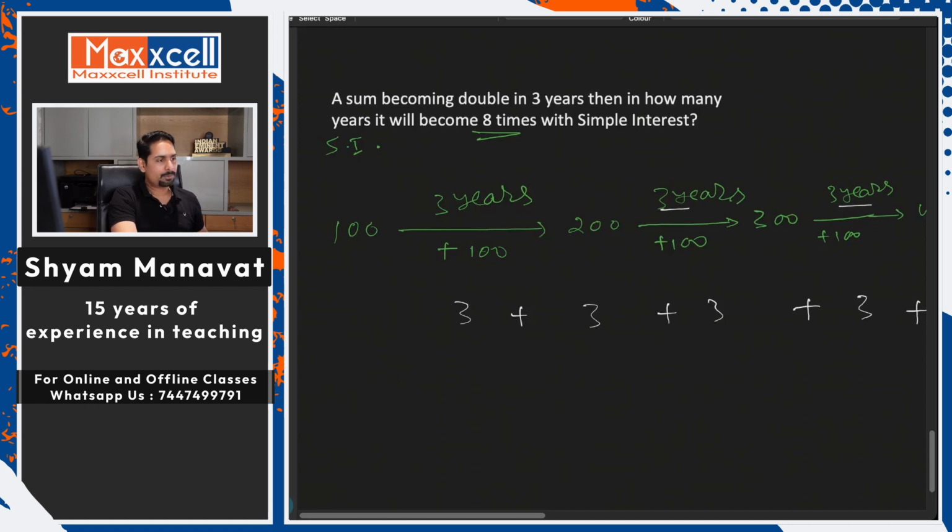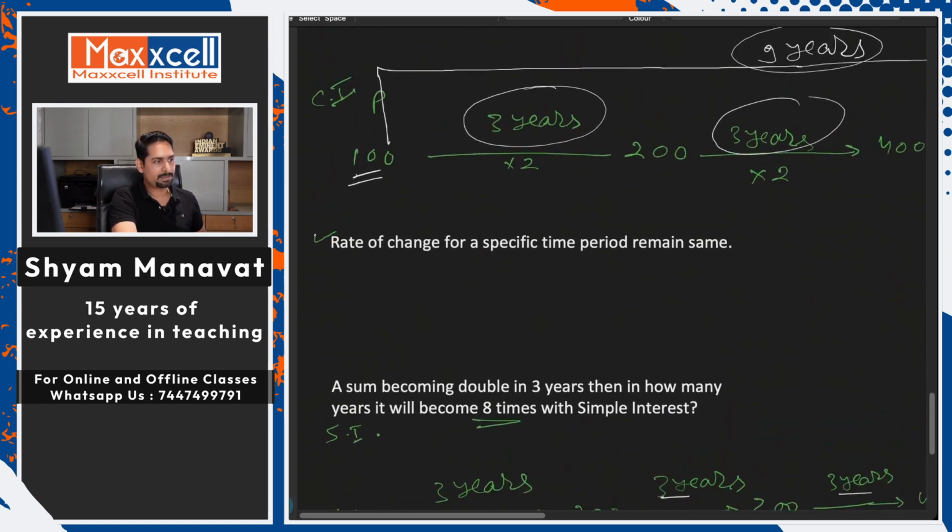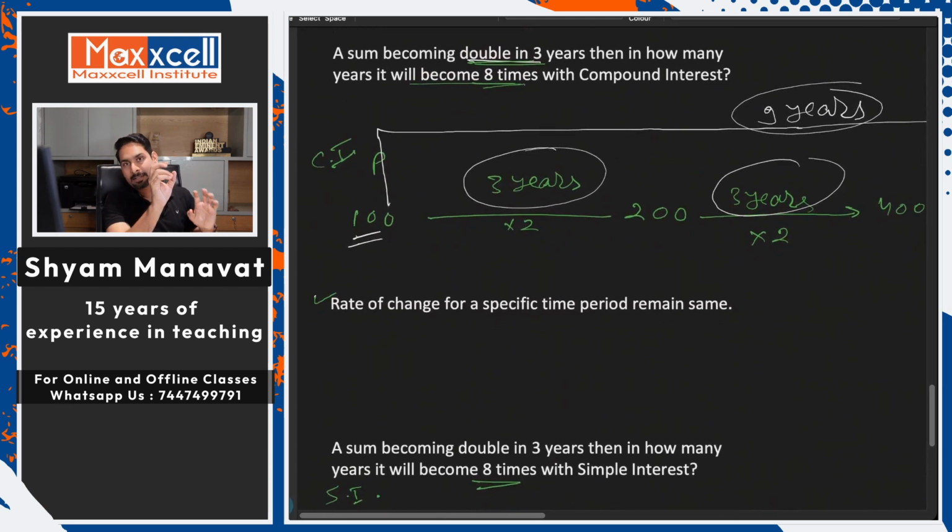Okay, so I hope you got a revision of simple interest here, and again a revision of the difference between simple interest and compound interest, along with this concept that if it grows at double in 3 years, then for that specific period of time the percentage change remains same in case of compound interest.